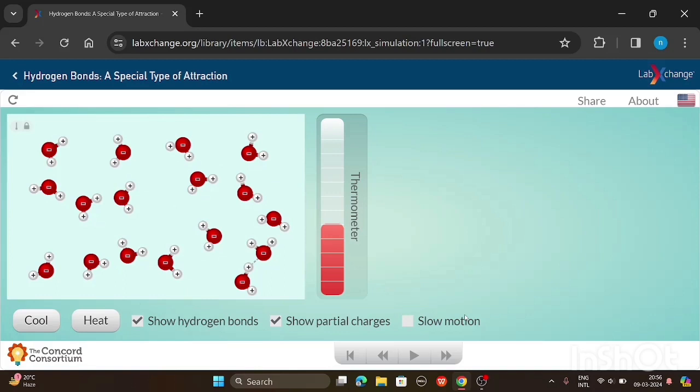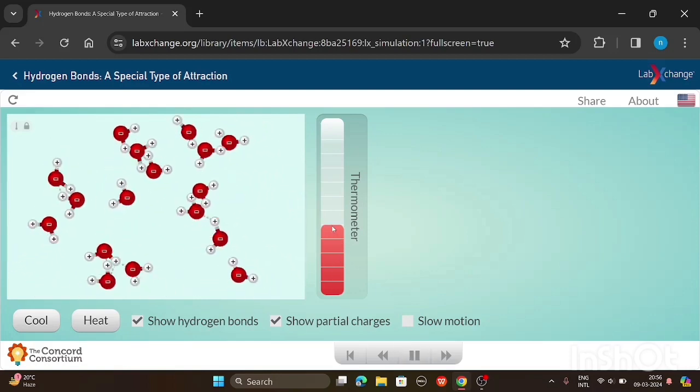So we can start this simulation to see the effect of temperature on the hydrogen bonding. First, we will see what happens in the case of ice. Why does ice exist in the solid form? Why does water exist in the liquid form, and why is there steam or water vapor in the gas form? All are pure forms of water, physical forms of water existing in three different states. So why does this happen? We will start this simulation.